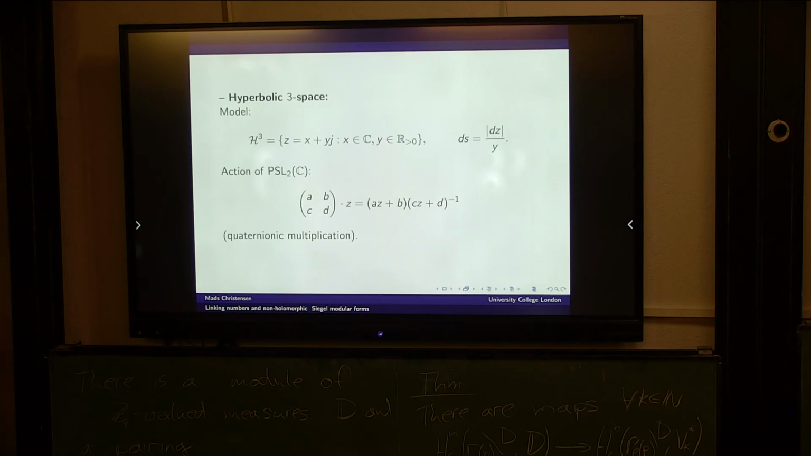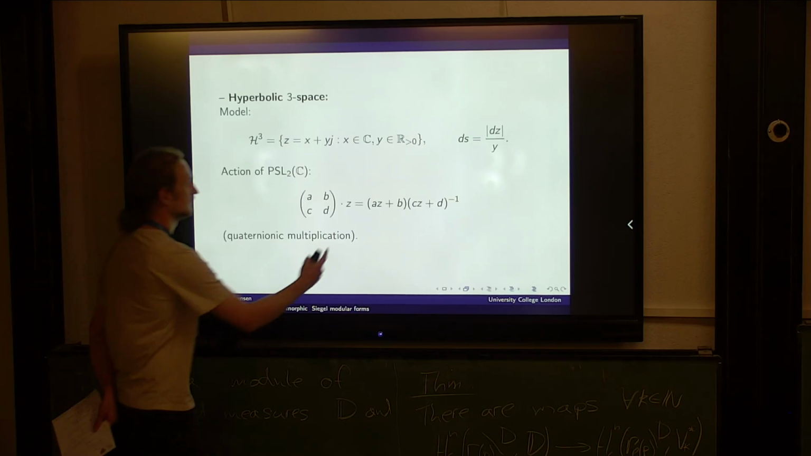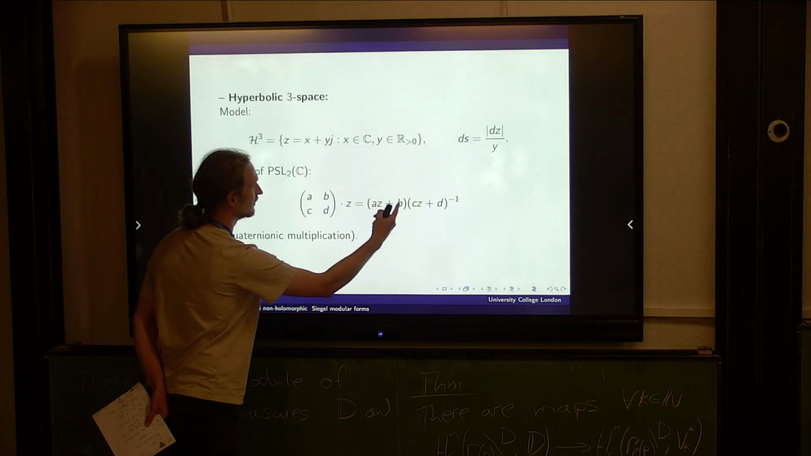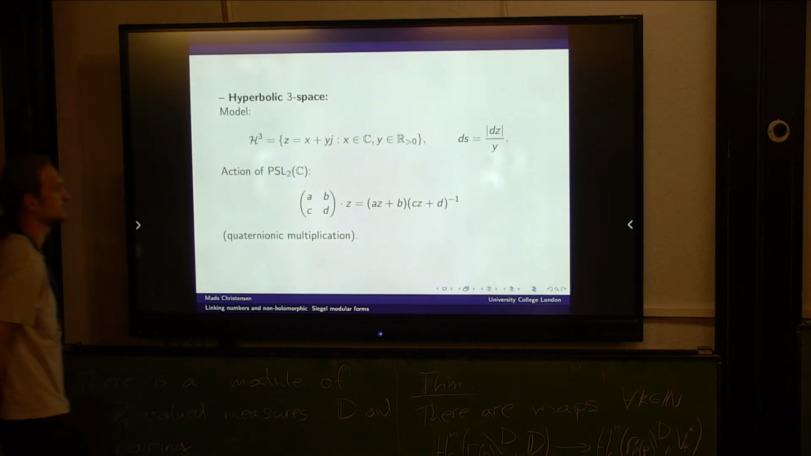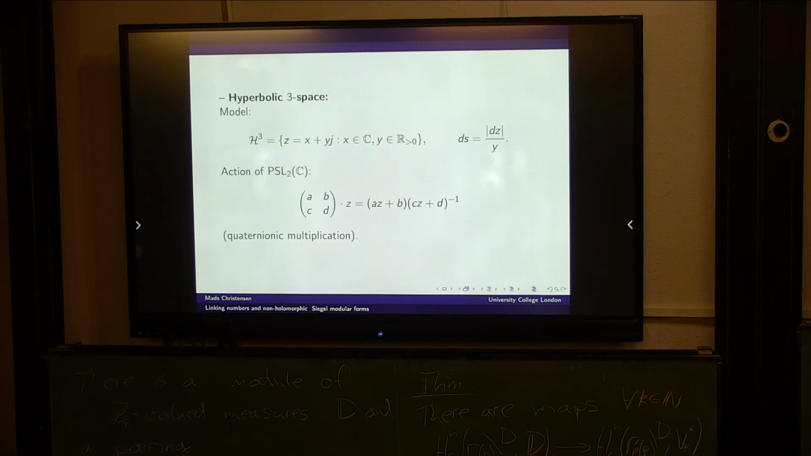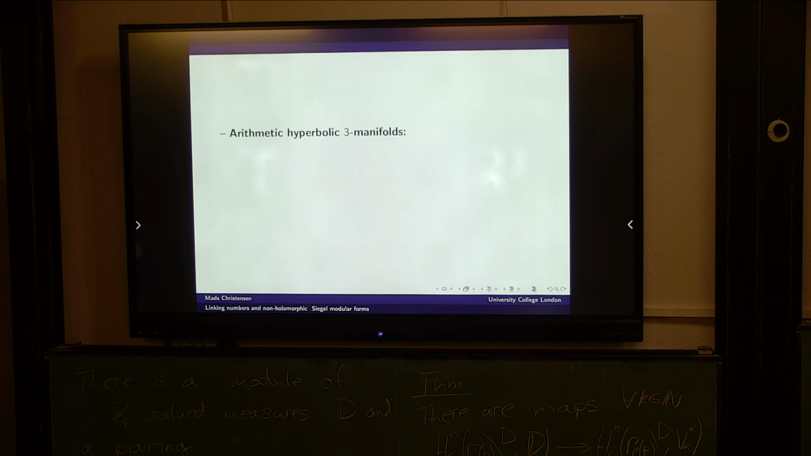The reason I write the elements like this is that then you can view them as quaternions, and this gives rise to an action by PSL2(C), which is by linear fractional transformations. It's important to make note that multiplication is not commutative. This gives a nice proper action, and it preserves the metric. Like we do with H^2, you can take quotients.